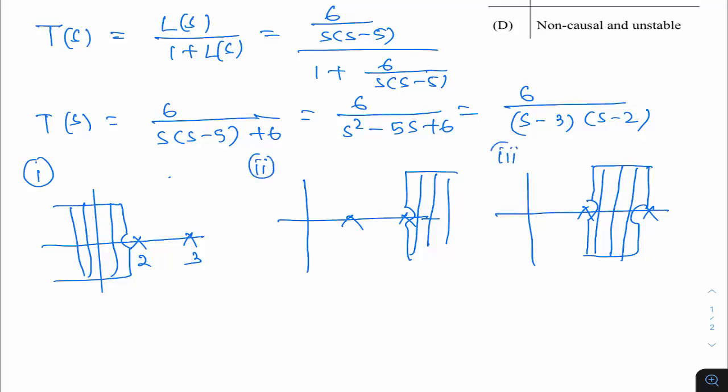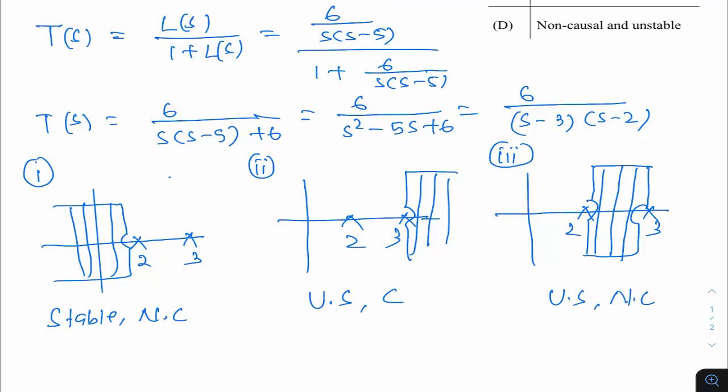In the first case, because the ROC includes the j omega axis, we can say this is stable but non-causal. Why? Because for causality, the ROC should be to the right of the rightmost pole, which is not happening. In the second case, this is unstable because it does not include the j omega axis, and this is causal because the ROC is to the right of the rightmost pole. Similarly, in the third case, this is unstable as well as non-causal. Unstable because it does not include the j omega axis, and again the ROC is not to the right of the rightmost pole.